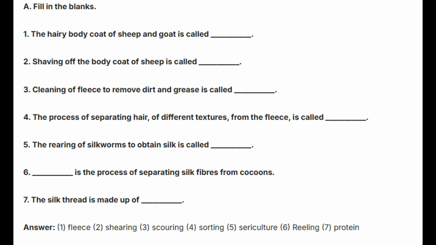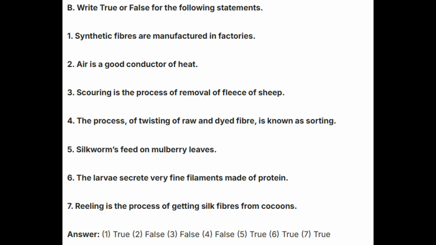Fifth, the rearing of silkworms to obtain silk is called sericulture. Sixth, reeling is the process of separating silk fibers from cocoons. Seventh, the silk thread is made up of protein. B. Write true or false for the following statements.